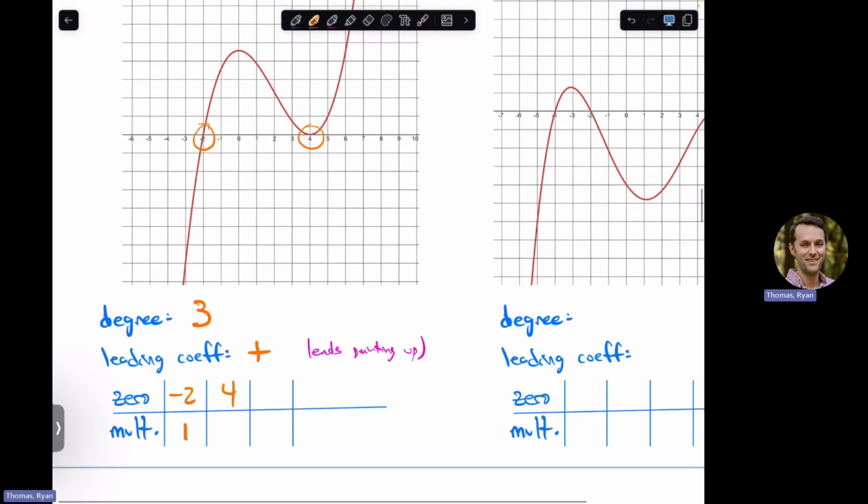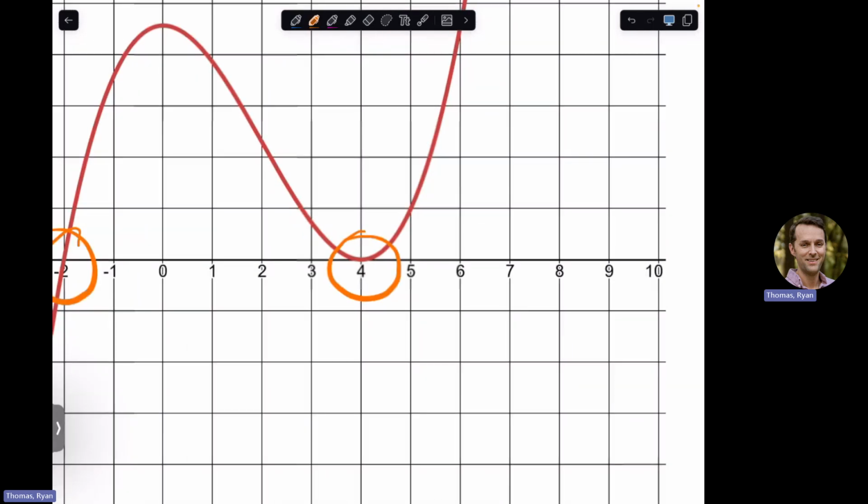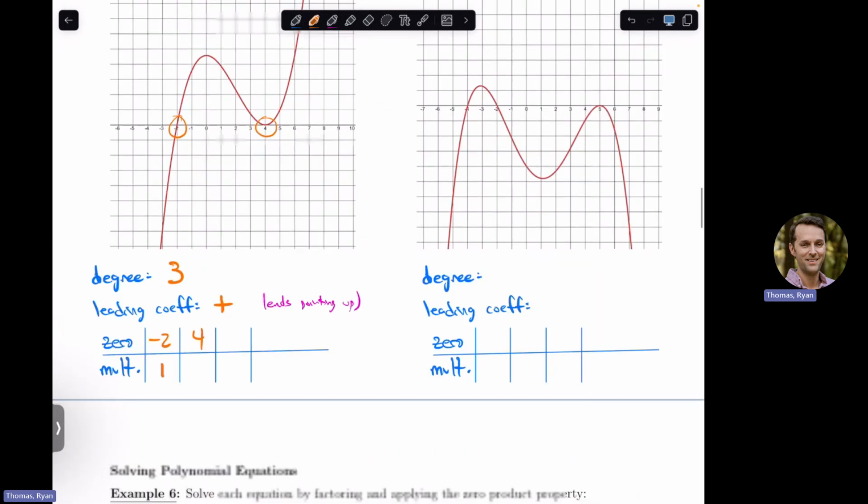Okay, what's different about 4 though? At 4, the function kind of bounces off of the x-axis. Or again, if I want to think about this locally, it looks like a little parabola right there, right? Which means its multiplicity is 2. Really it means the multiplicity is even, but we're assuming things are as small as they can be, so 2 then. Fun fact, what do you notice when you add up the multiplicities? You get the degree, yeah.